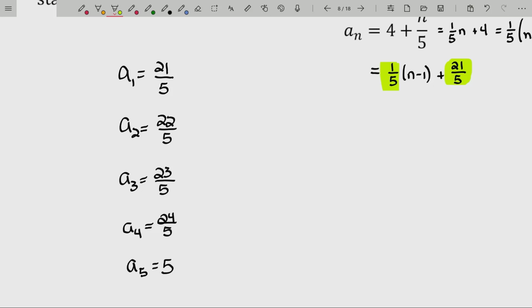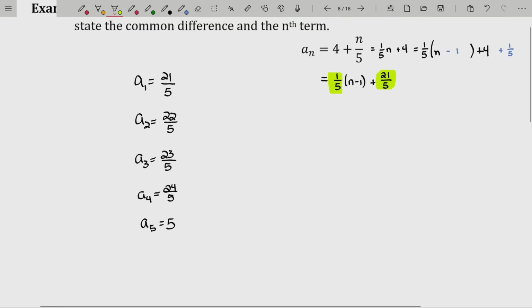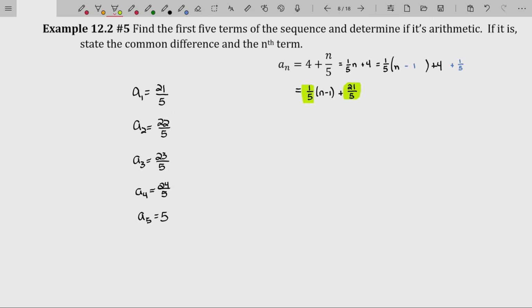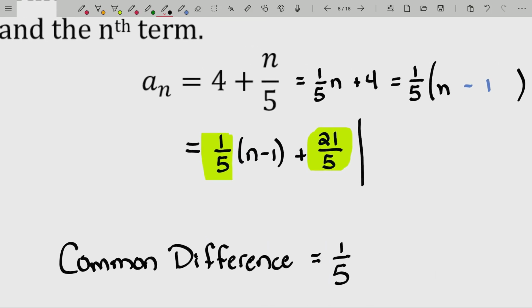So this is a very fast way to do this style of problem, and it doesn't really honestly take too long to do it, so that's pretty good. We do need to state the common difference, so I'll just write it down. There we go. The common difference is 1/5, and everything else we've answered, right? State the common difference. We have the nth term. That's this piece right here.